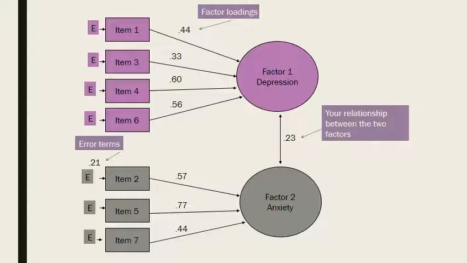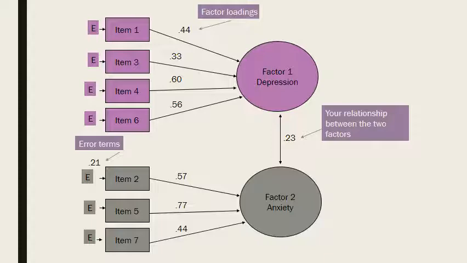So items 2, 5, and 7 have been forced to load onto factor 2, and you can see their loadings there. If you use a 0.3 cutoff from your previous research, then all of these items would fit nicely. Typically, you're not going to put items on here that haven't fit nicely in previous research. I don't know of anyone that does a confirmatory factor analysis before they've tried a factor analysis with data. But anything's possible in the world of research.